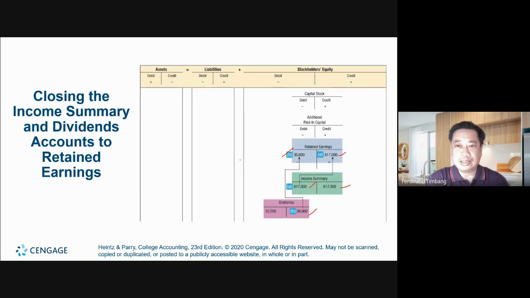Now, closing the income summary and dividends accounts to retained earnings. So we have the income summary. So let's see, we have the net income closed already to income summary. So if you will transfer that to the retained earnings, then you debit the income summary and then credit the retained earnings. And then once you pay dividends to the stockholders, then you debit the retained earnings and then of course credit the dividends. Okay?